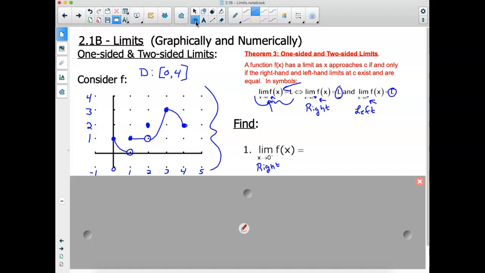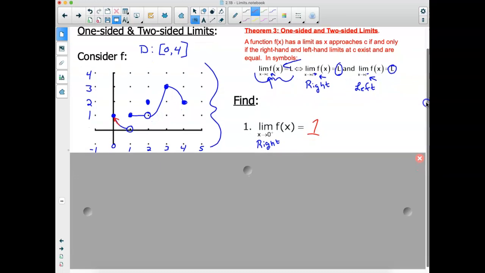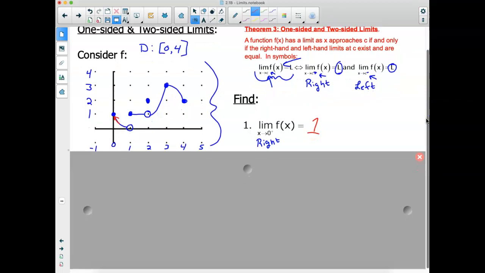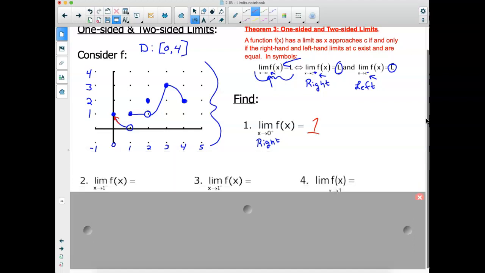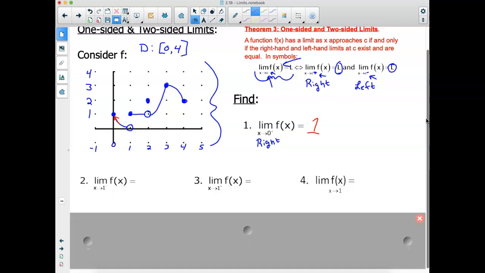As I get closer and closer to 0, what is that function approaching? That function is approaching the number 1. It makes no difference if it's an open circle, a closed circle, what have you. The limit of that function as I approach it from the right, that little superscript up there, is 1. So what we're going to do here is evaluate a couple more.